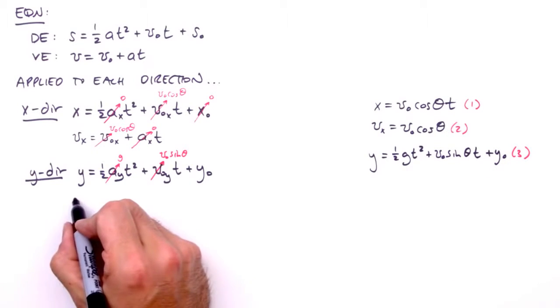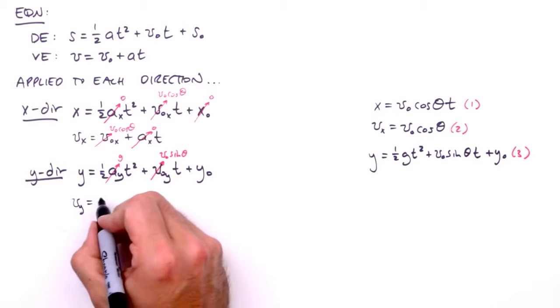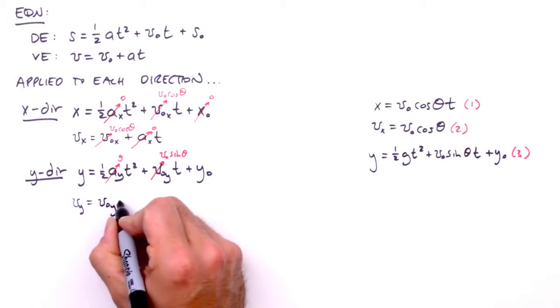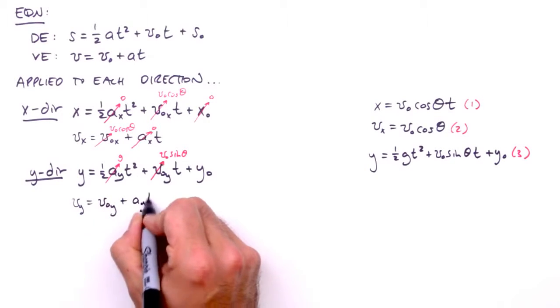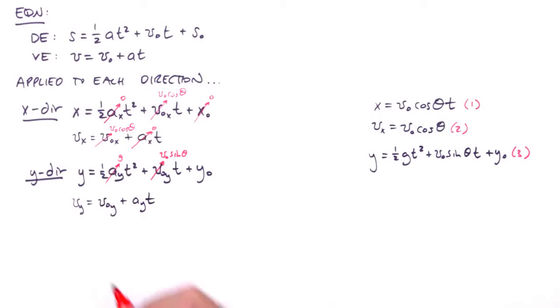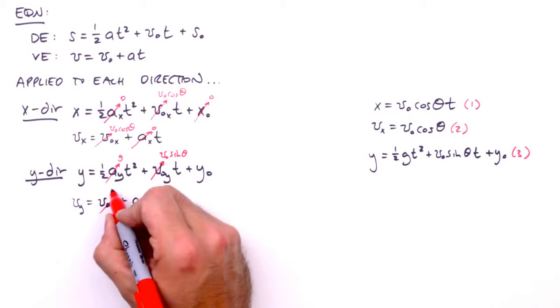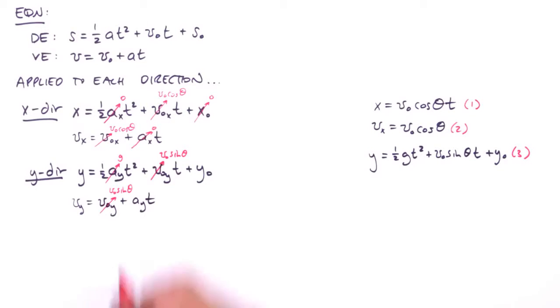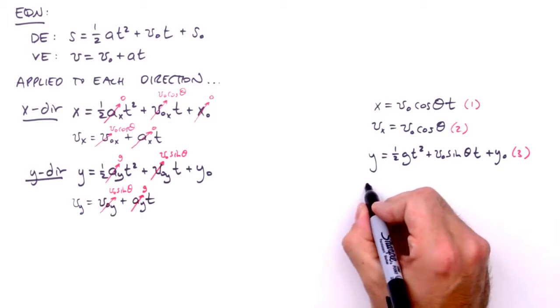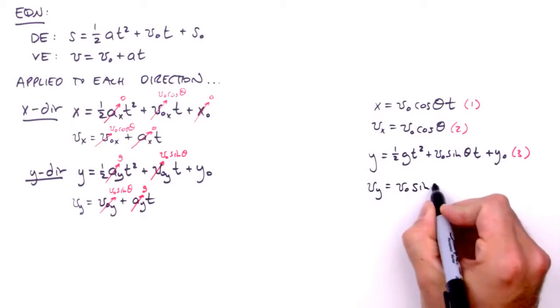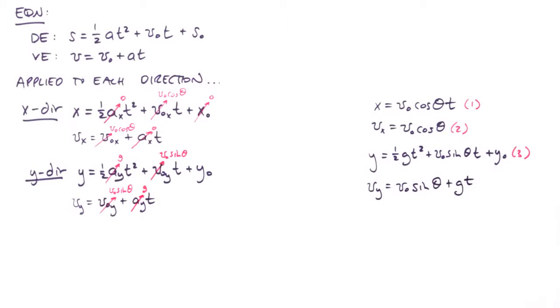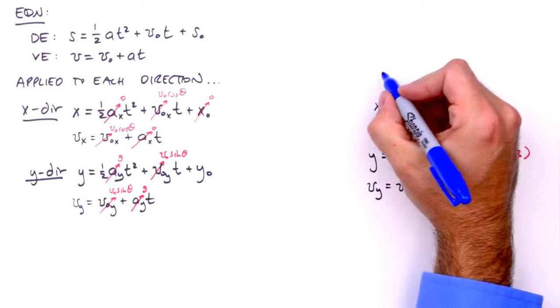The velocity equation in the y direction is v sub y equals v sub o sub y plus a sub y times t. Again, v sub o sub y was defined as v sub o sine theta, and a sub y is just g. So our fourth and final equation is v sub y equals v sub o sine theta plus gt. These four equations now constitute what we call our toolbox.